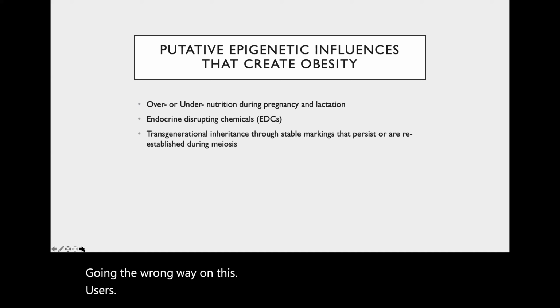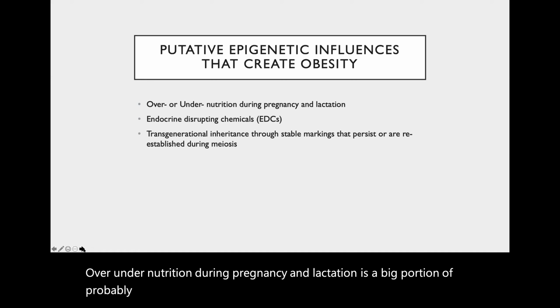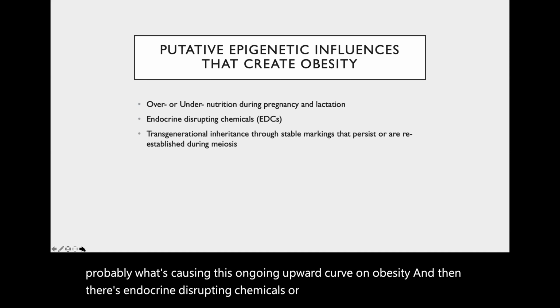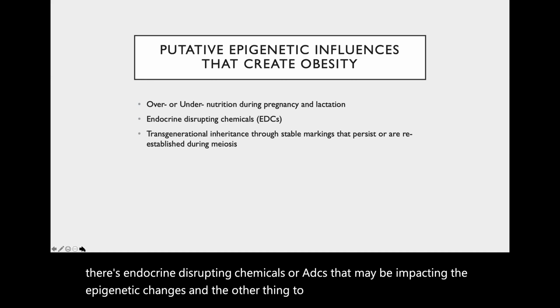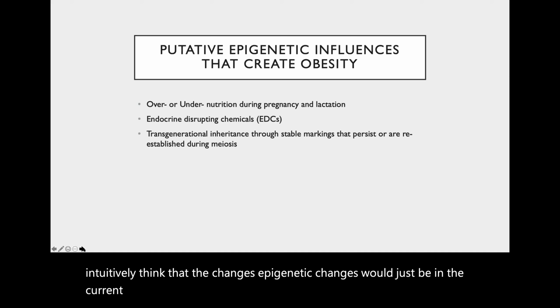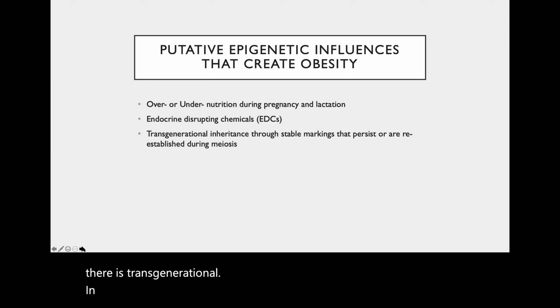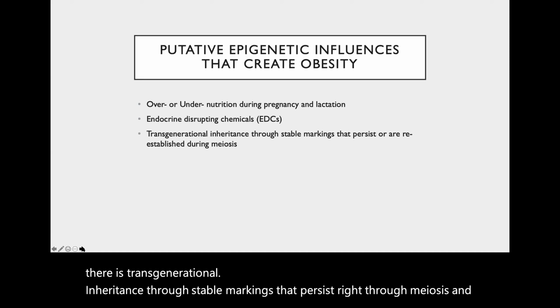Over and under nutrition during pregnancy and lactation is a big portion of probably what's causing this ongoing upward curve on obesity. And then there's endocrine disrupting chemicals, or EDCs, that may be impacting the epigenetic changes. And the other thing to know is, while you would maybe intuitively think that the epigenetic changes would just be in the current generation, they wouldn't be transferred to the offspring, but they are. There is transgenerational inheritance through stable markings that persist right through meiosis and mitosis, well, meiosis in particular.